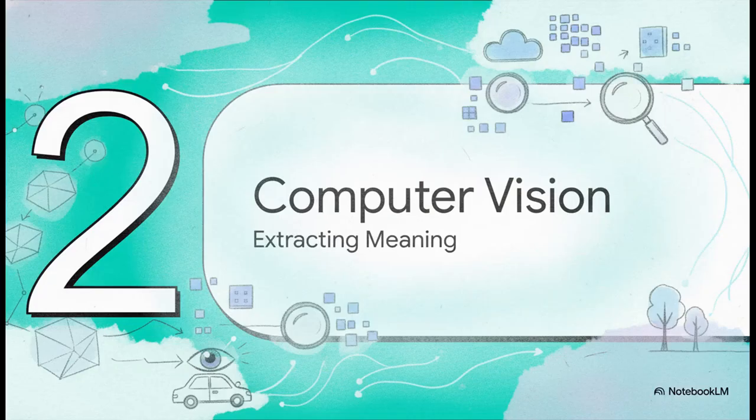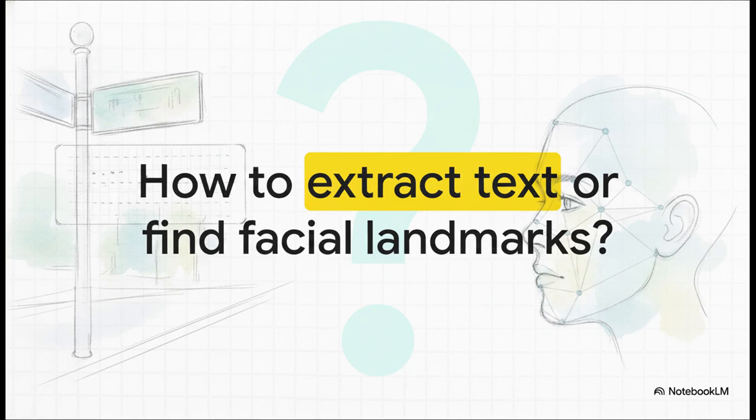Moving on to Section 2, Mastering Computer Vision Services. So it's definitely not a one-size-fits-all situation when it comes to vision. I mean, think about it. Extracting text from a weathered street sign requires a radically different architectural approach than, say, finding spatial landmarks on a human face. So how exactly do we tackle both?